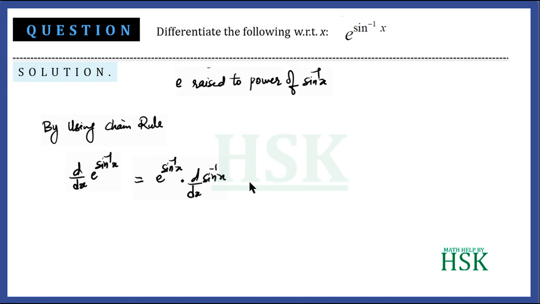Now d by dx of sine inverse x is equal to 1 upon square root of 1 minus x square. So this would be equal to e to the power of sine inverse x upon square root of 1 minus x square, or this can be written like this also.